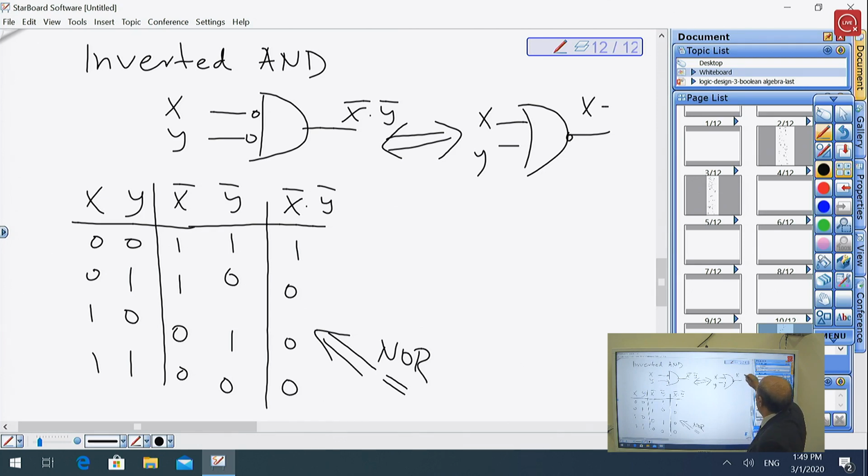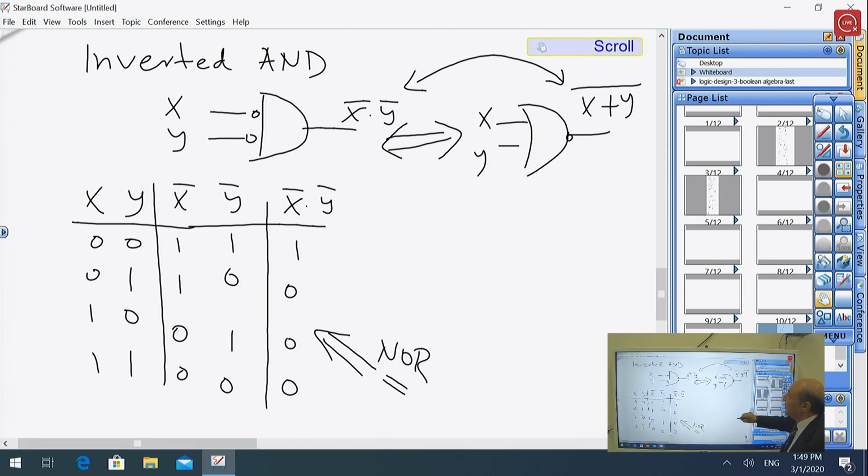Here, X or Y, or not. And you can see by using De Morgan's theorem that these are the same.